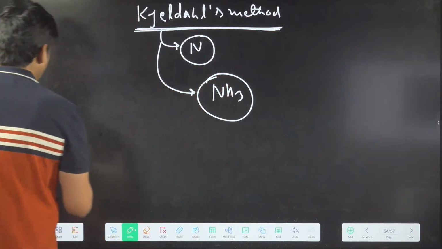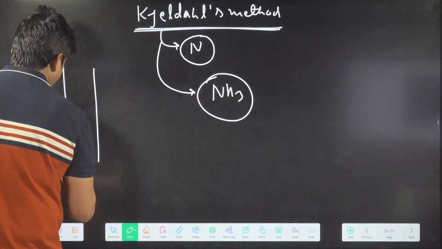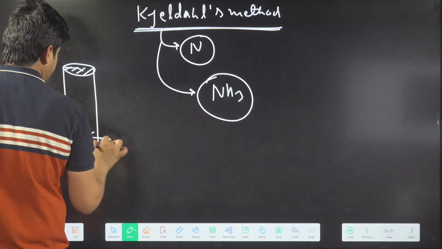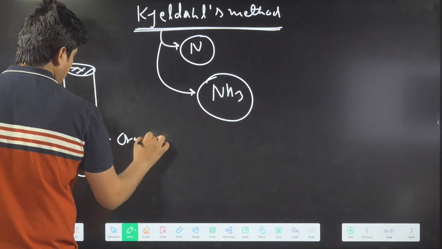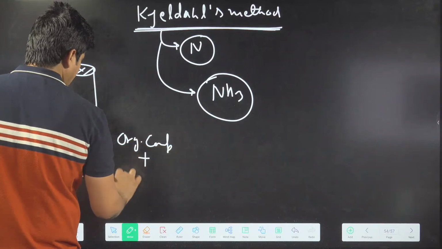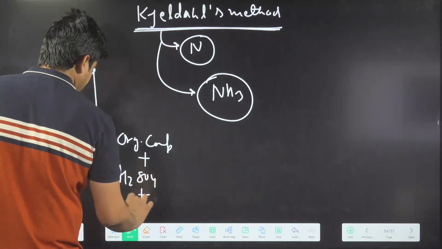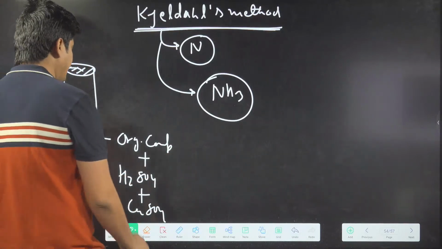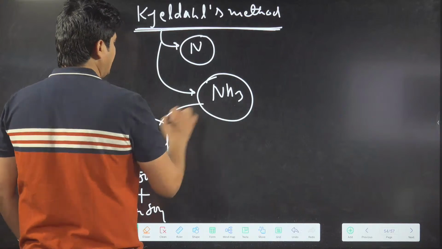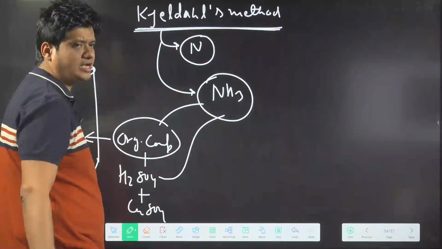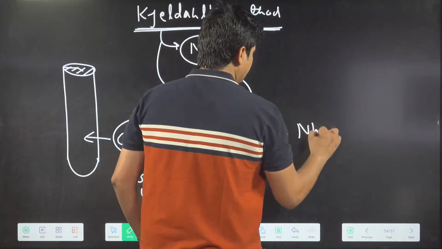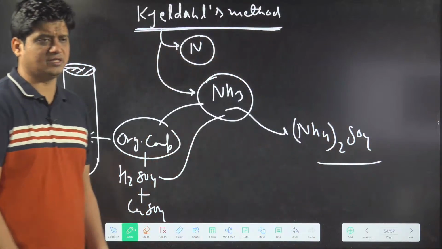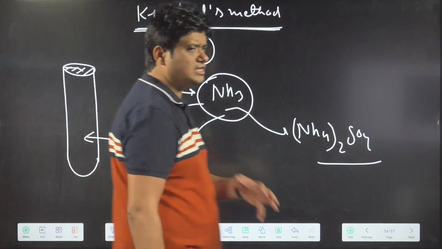What is the reaction there? We are taking one tube which is known as Kjeldahl's tube. In this tube we are placing organic compound plus sulfuric acid plus copper sulfate. What will happen? The organic compound liberates ammonia gas, and the ammonia combines with sulfuric acid, giving ammonium sulfate. This is the theoretical part of Kjeldahl's method. That's why they can ask one question.